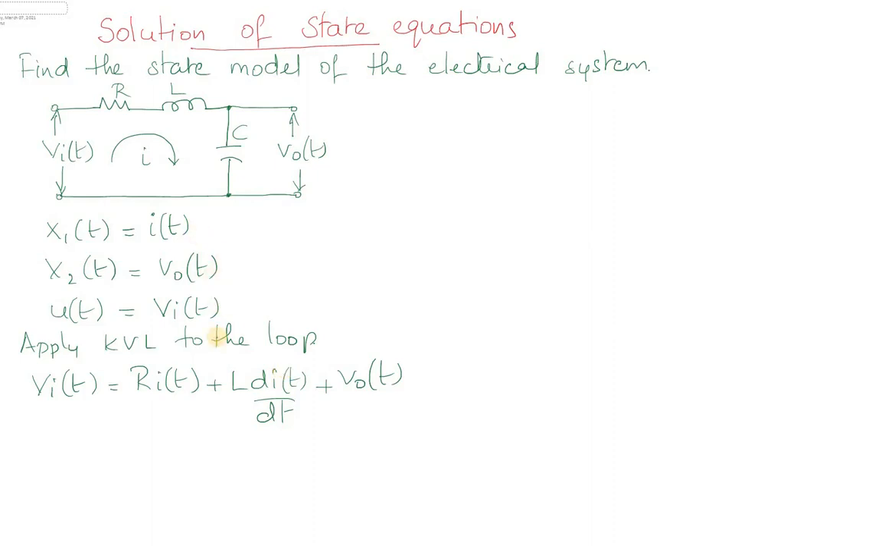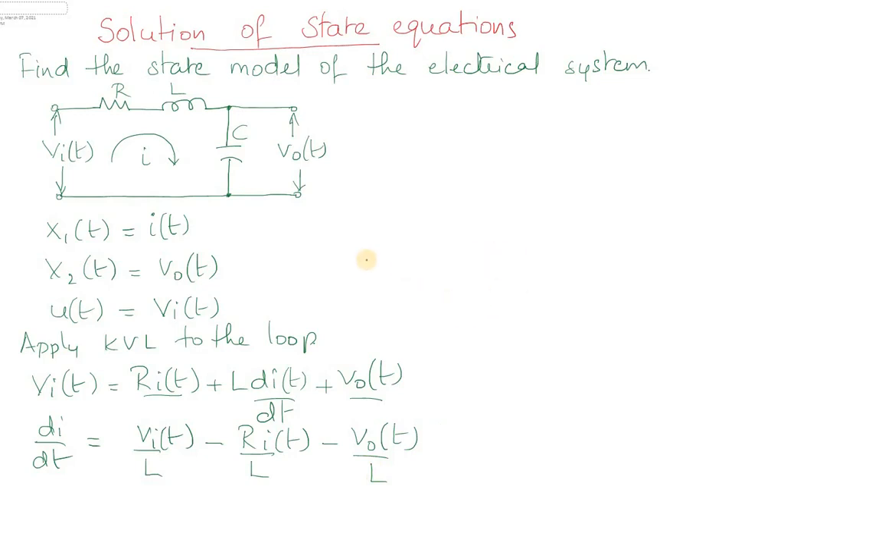Okay, so from this we'll take di by dt. So di by dt is equal to, now take this R I of t and V naught of t this side. So this becomes Vi of t minus R into I of t minus V naught of t. We also have this L component here, so take this also to that side. So we can write Vi of t by L minus R I of t by L minus V naught of t by L.